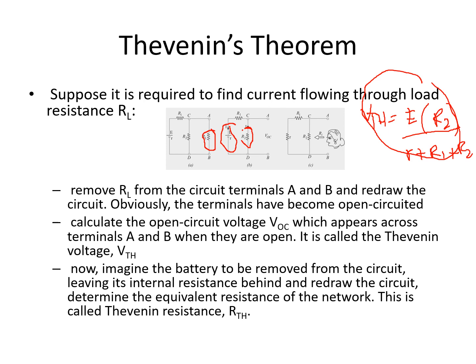So for the Thevenin's resistance, imagine the battery to be removed from the circuit, leaving its internal resistance behind, and redraw the circuit. Determine the equivalent resistance of the network. This time we call that RTH. If we look through this circuit at terminals A and B, what can we see? We can see the series combination of R and R1, and this series combination is in parallel with our R2. So therefore, we can solve for our single Thevenin's resistance, or what we call RTH.